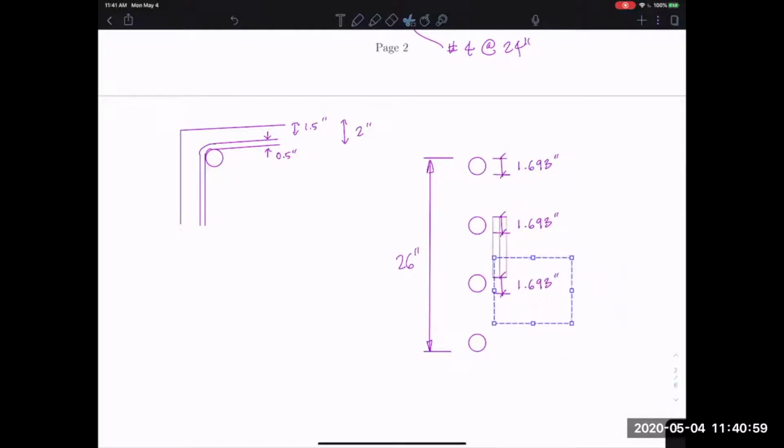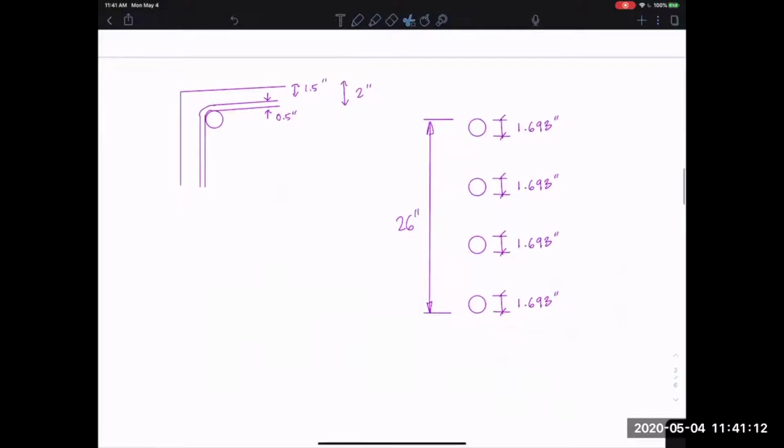Okay. Super handy to be able to just paste them in like this. Okay. Got 4 of those. And so the total gaps add up to 1.693.